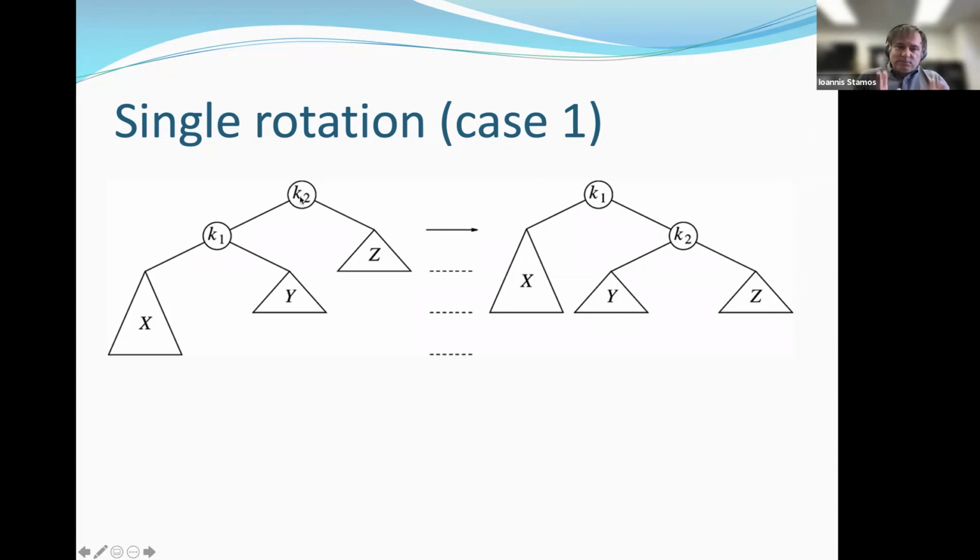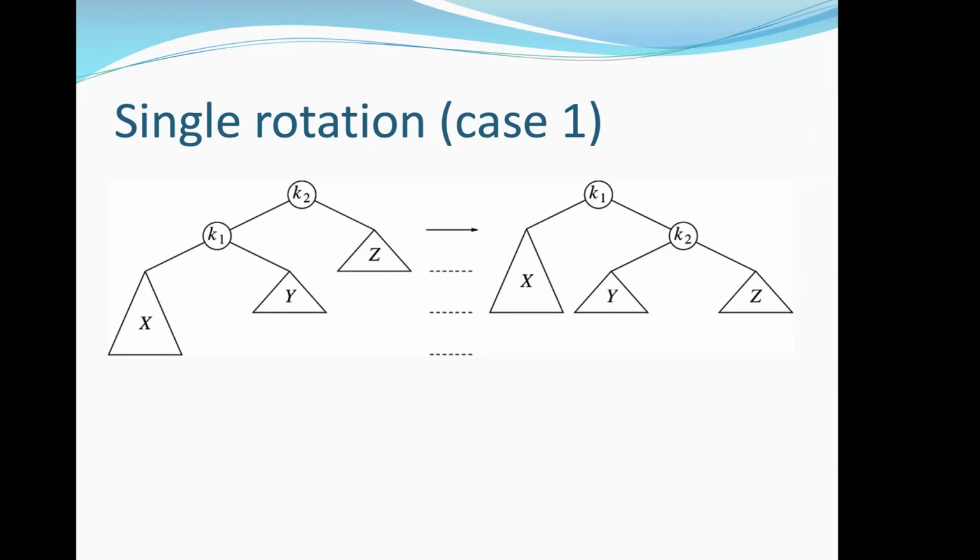Here the violation, supposedly, happens at K2. So you do a single rotation about K2, a left one. What you're doing is rearranging the nodes in that way. X, Y, and Z are subtrees under K1 and K2 that are not affected. Again, they may have millions of nodes, but they will not be affected. The only thing that happens is you have K2 and K1, and you rotate them. K1 goes on top and K2 goes to the right.